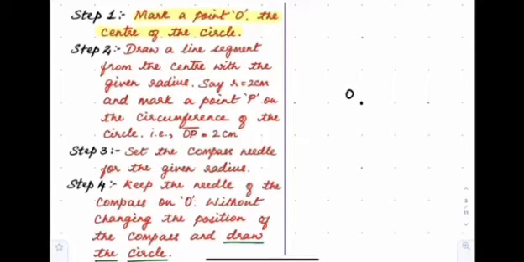Now, for step 2, what does the second step say? Draw a line segment from the center with the given radius. So we will draw a line segment, say we take it as 2 centimeters, and mark a point P on the circumference of the circle. The first stage in the second step is to draw a line segment. We'll take it from here. 2 centimeters would be here. We are marking it as P.